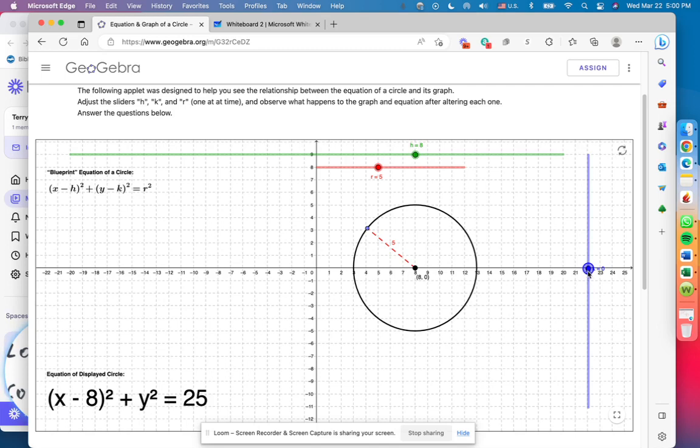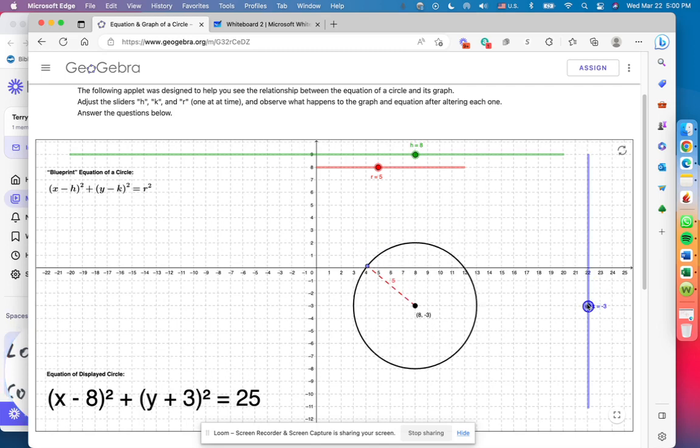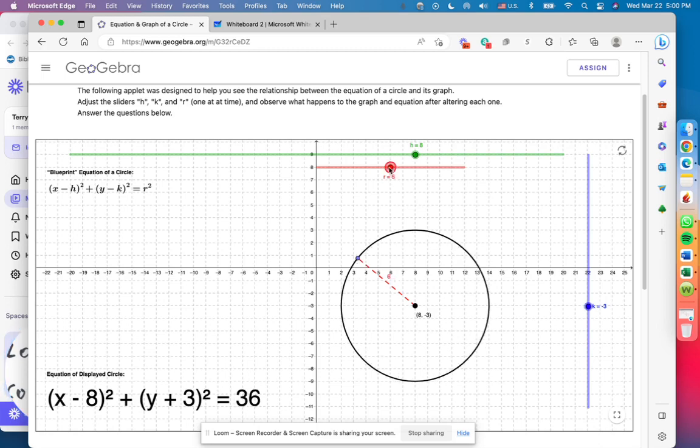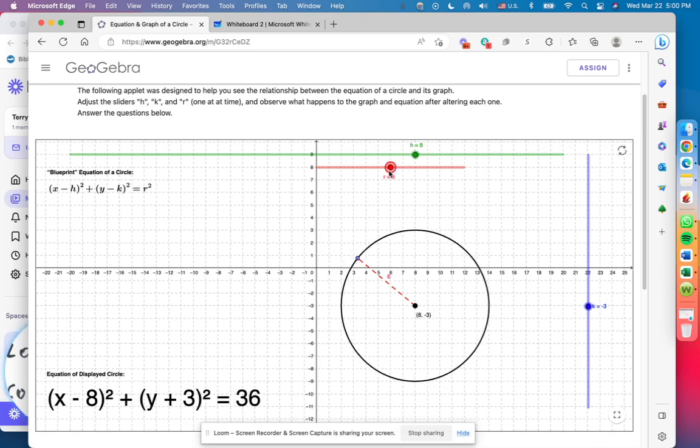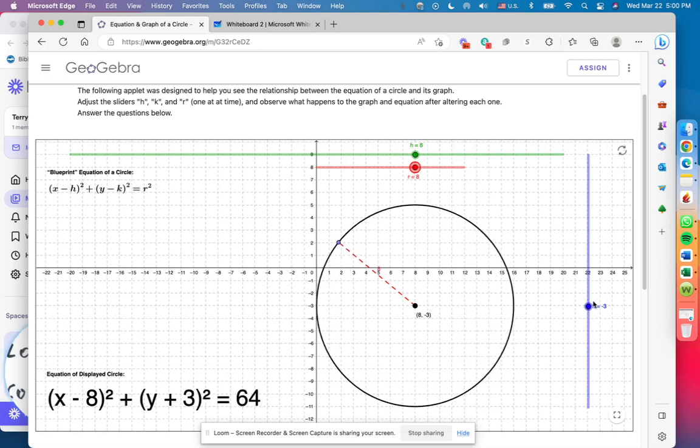And my k, let's move that. I moved it down, but notice it's positive, so it's kind of backwards. Down is positive, up would be negative. Okay, this just gives you a visual, and if I move this r, it makes my circle bigger or smaller because that's just the radius of my circle. That's it.